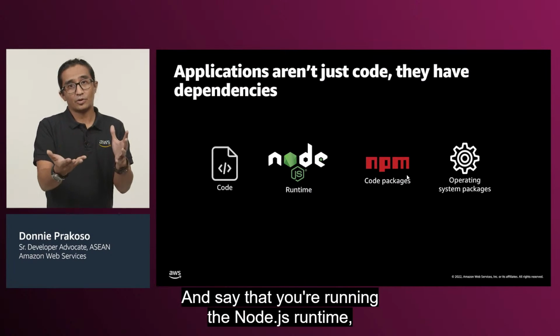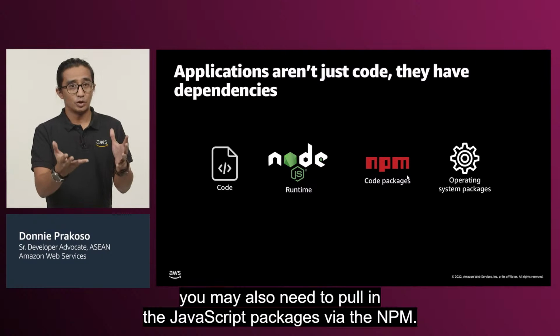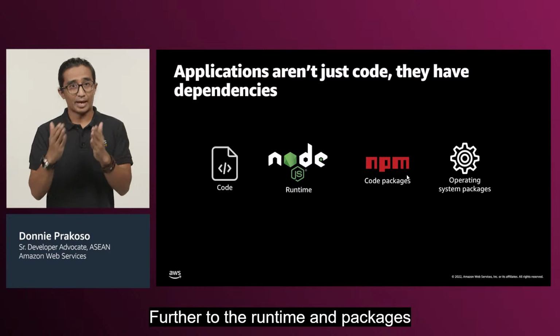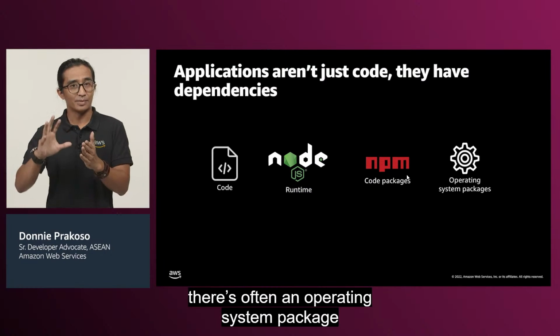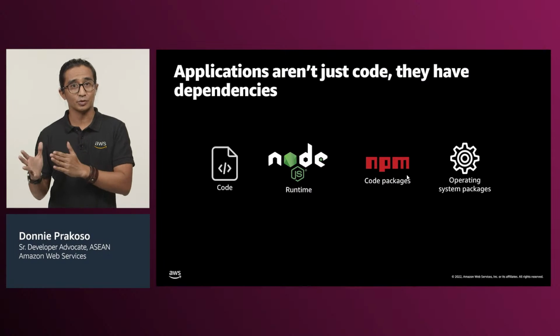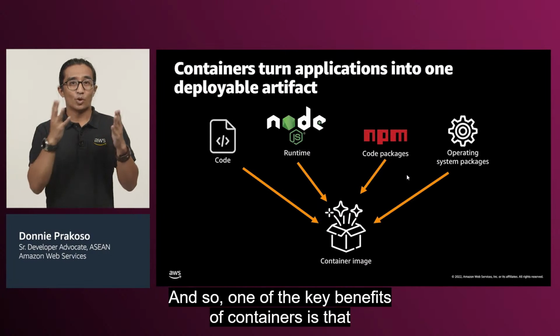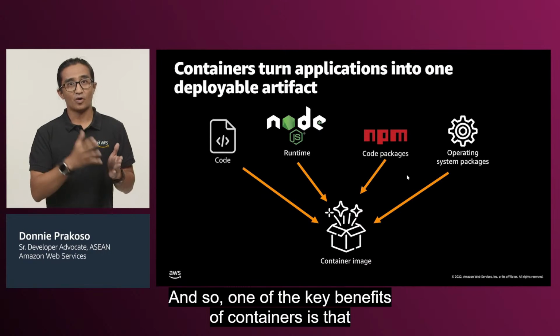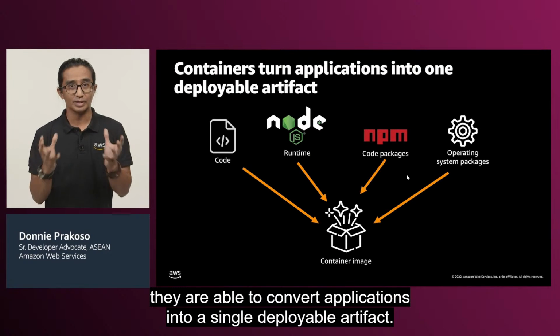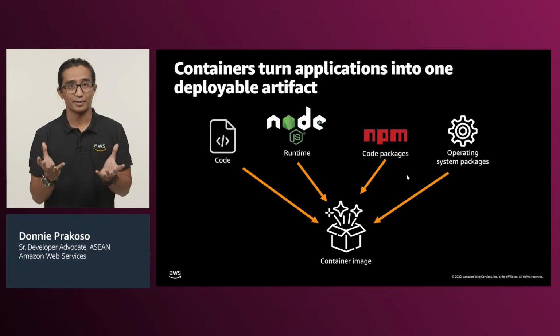Say that you're running the Node.js runtime. You may also need to pull in the JavaScript packages via NPM. Further to the runtime and packages, there's often an operating system package that the application is dependent on that we need to manage also. And so one of the key benefits of containers is that they're able to convert applications into a single deployable artifact.